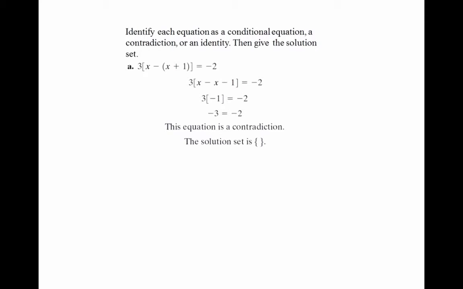So that means there is no solution for this contradiction. We want to identify whether this equation is a conditional equation or contradiction or identity. The left-hand side, I can distribute the minus. You get x minus x, then you get -1. When you combine like terms, x minus x adds up to 0. And on the left-hand side, you get -3, and the right-hand side, you get -2. So this would be another example that would be contradiction, no solution.